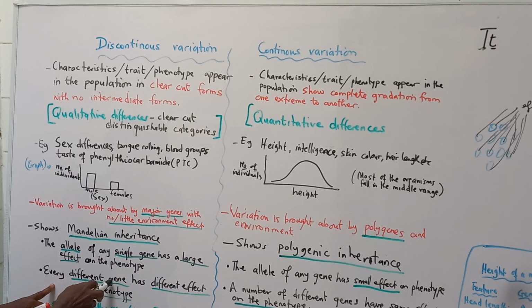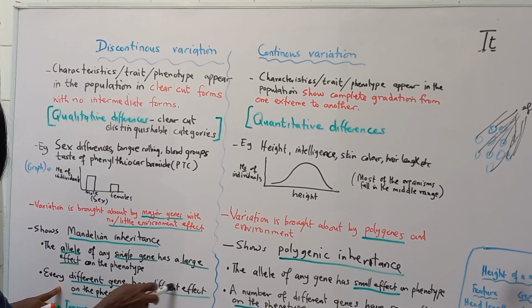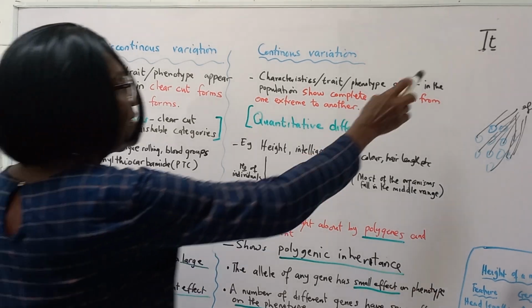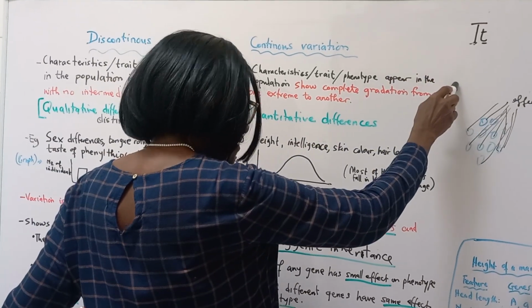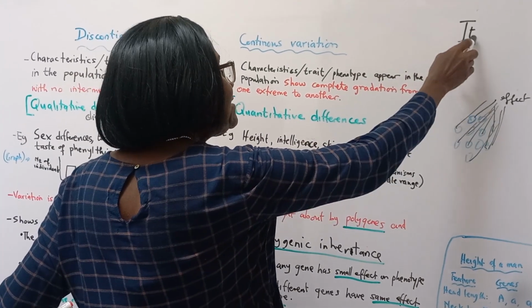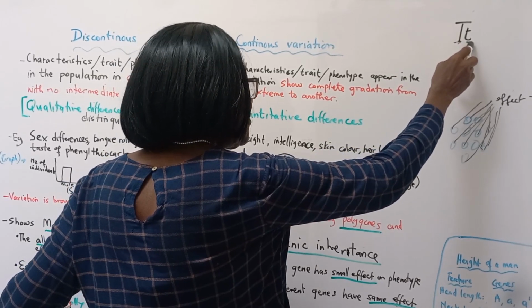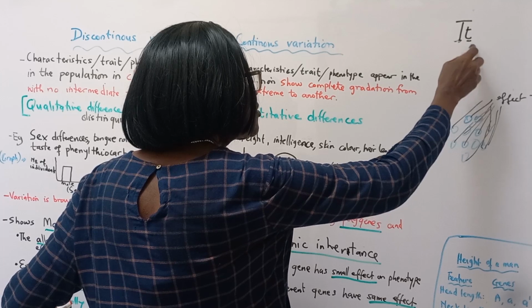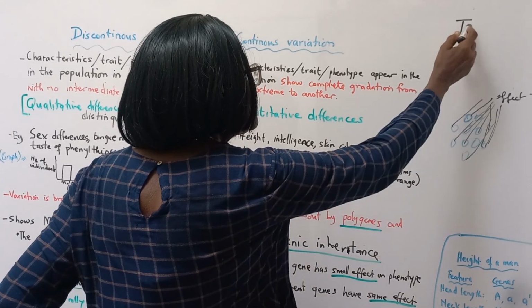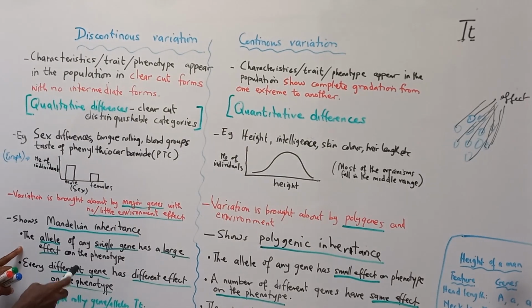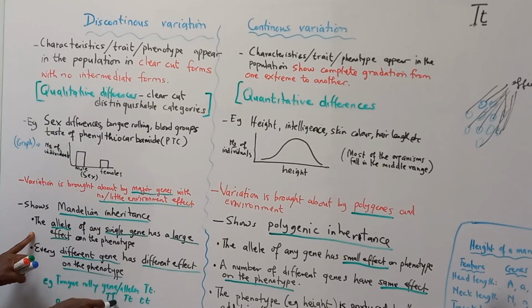Then every different gene has different effects on the phenotype. For instance, this gene has an effect to become a tongue roller. This gene, this allele or gene, if recessive and it appears double, the person becomes a non-tongue roller. So every single gene has a large effect.